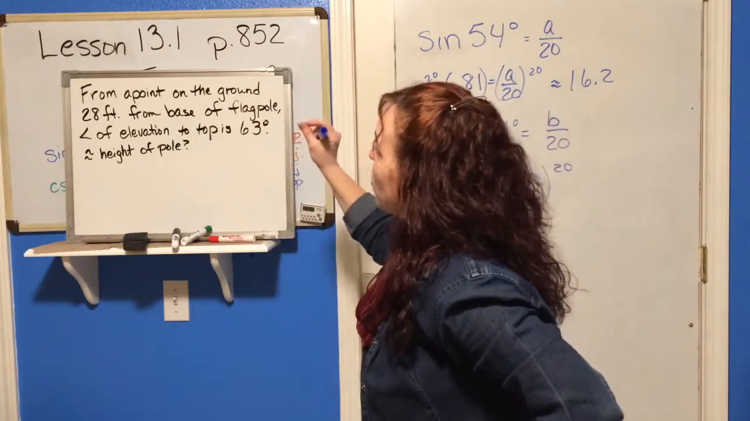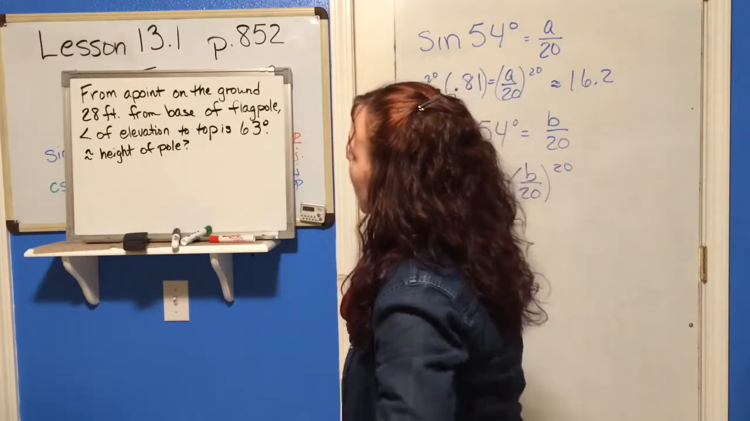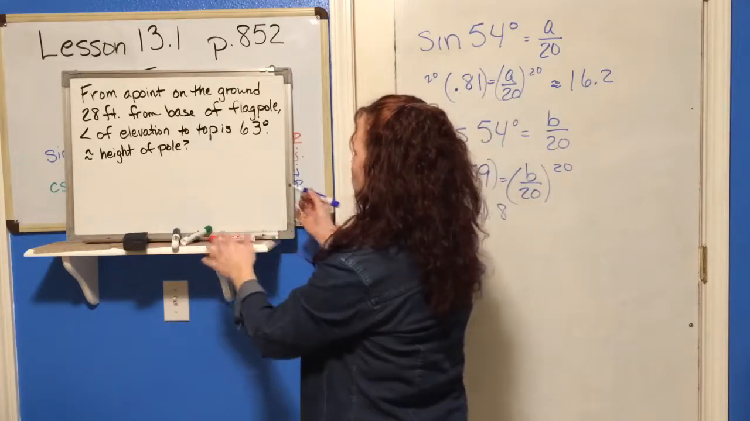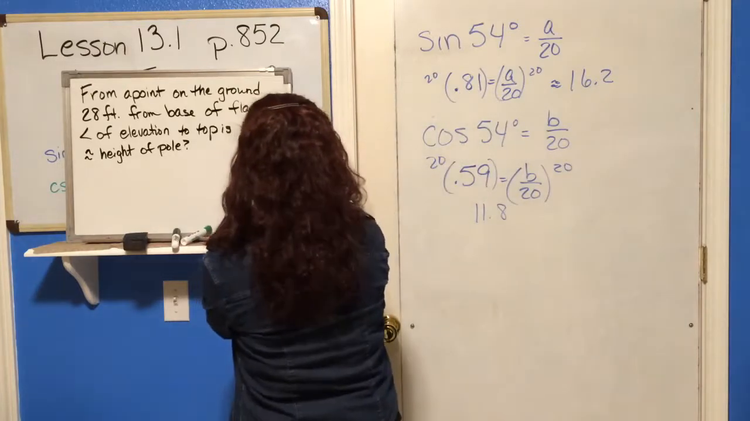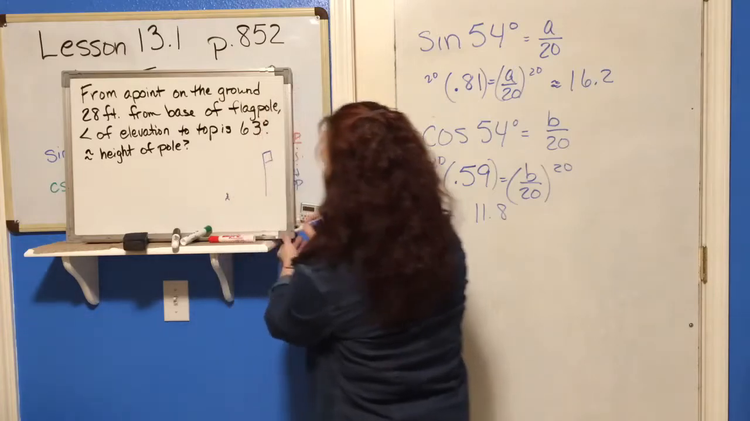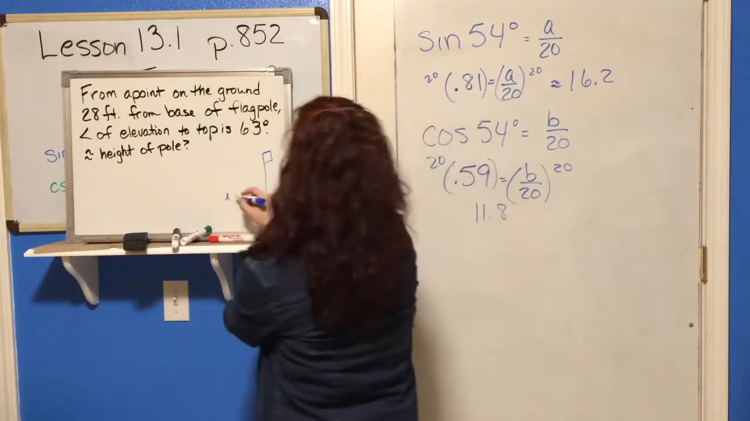Okay, so if you're going to do one of these, what you need to do is draw yourself a little picture and look to see what parts you have and what parts you need. So I'm going to draw my little flagpole here, and here's my little guy here. And you don't have to really draw the pictures. I just thought that would be fun.